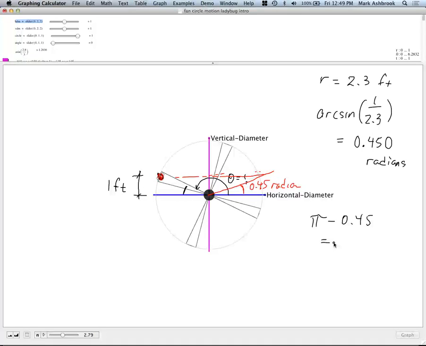So now find that value. What is it? Does that seem about right? 2.69 radians based on where the bug is. We know 3 radians is almost halfway. So 2.69 radians makes sense.